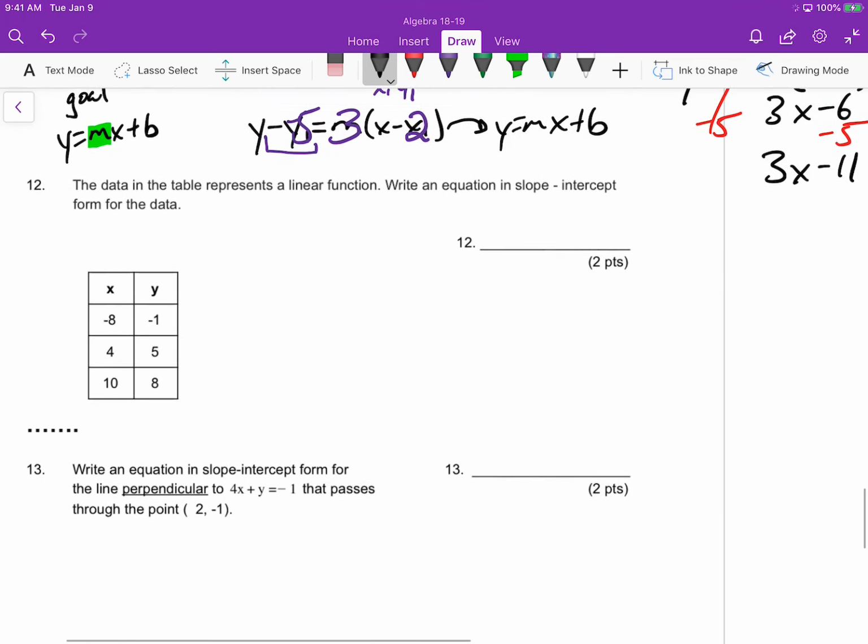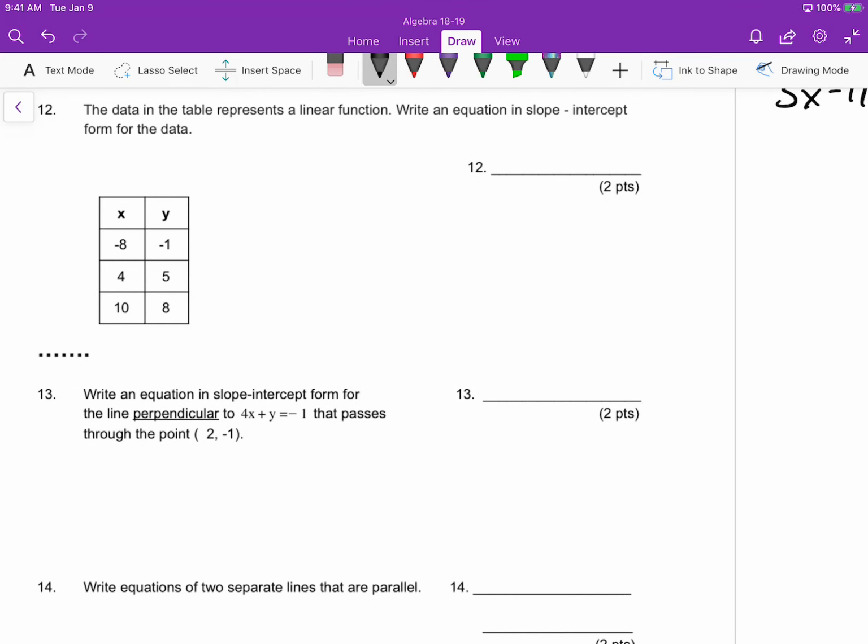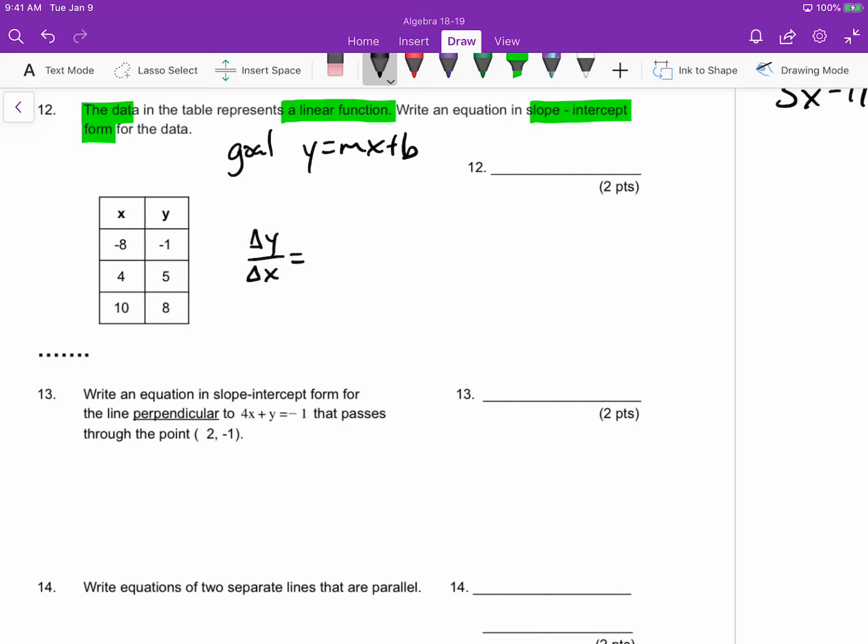All right. Now number 12 is kind of the ultimate version of that, because first of all, it tells you the data is a linear function. So it's telling you it's a line, and one more time, my goal is y equals mx plus b, slope-intercept form again, okay? But you know it's a line going in, so I need to find my slope. Well, luckily, I can do my change in y over my change in x, because that's my slope. And they've actually given me too much information. They've given me not 1 point, not 2 points. They've actually given me 3 points. So I can use any of these points.